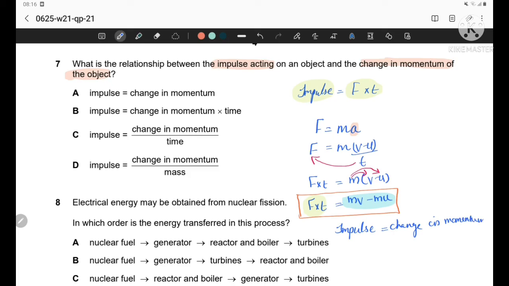So this is also a very important relation, not only for multiple choice questions. In theory questions also, you need to know the relation. That is impulse is change in momentum. Therefore, the correct answer is option A.